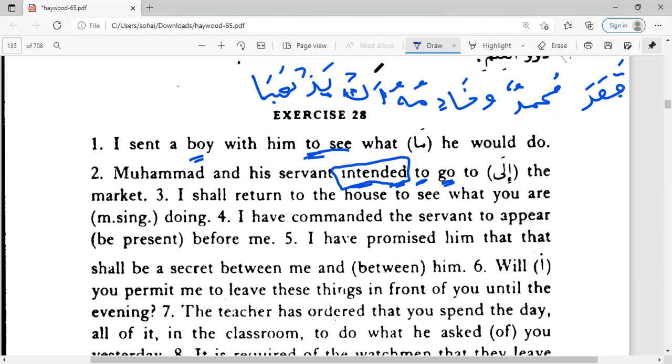Yes, it's dual. Yes, that's one thing. And another thing is, because dual of yazhabu is yazhabani. You understand? So what I'm saying to you, why is it just yazhaba? Why isn't it yazhabani? Because the an is there, so we drop the noon. Yes. Okay. And yazhaba ila suqi.